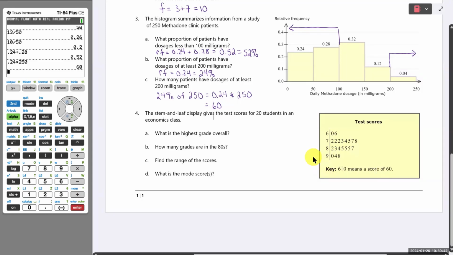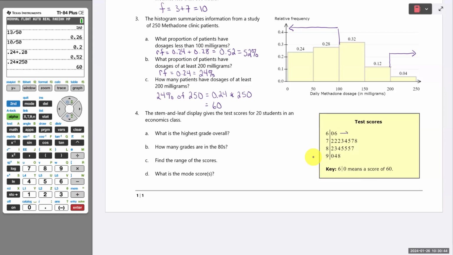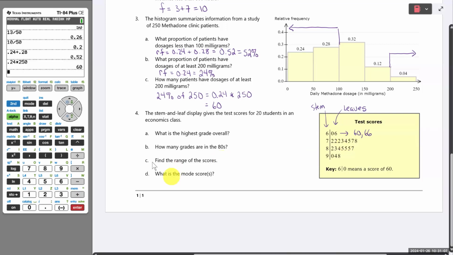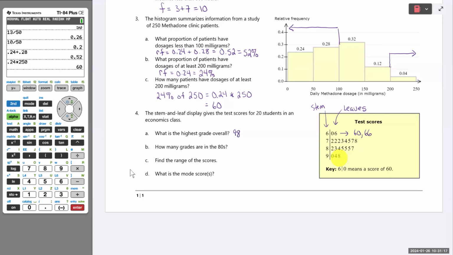So I'm just going to write down both test scores there. So the stem 6 with a leaf of 0 is 60, and a stem of 6 with a leaf of 6 would be a score of 66. So that's why we call it a stem and leaf, the bigger part of the number, and then the ones column are the leaves. All right, so let's go with what is the highest grade overall. So that would be in the 90s, and the biggest leaf is an 8, so highest score is a 98.